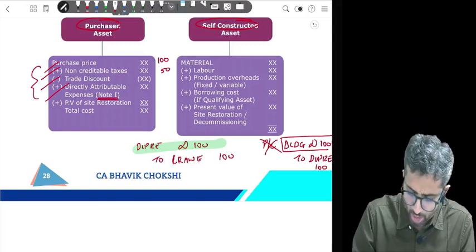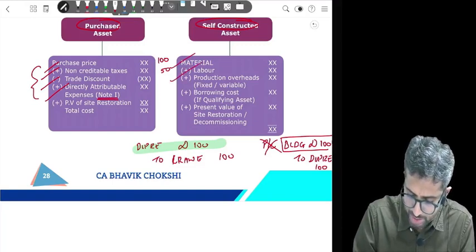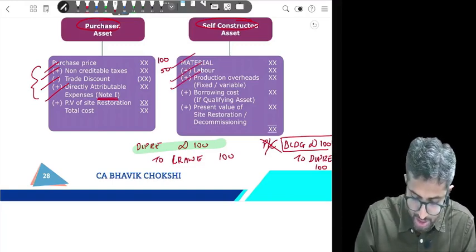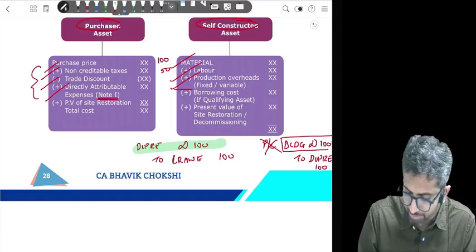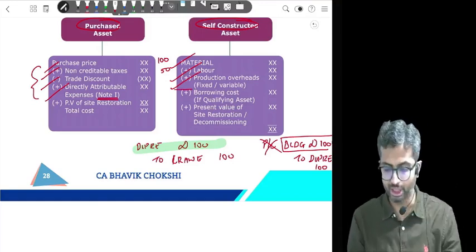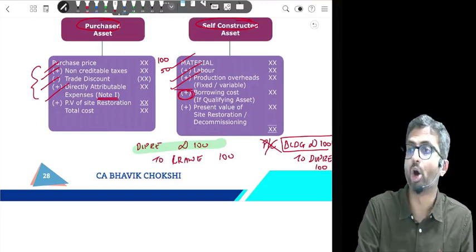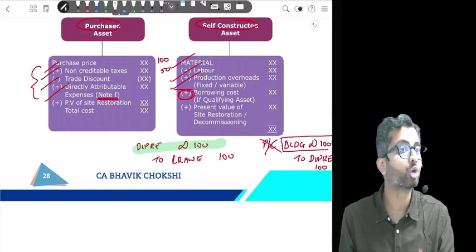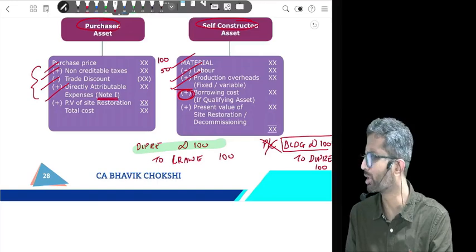Yes, okay. So, material cost, labor cost, production overheads. There are two things. One we will do on the other side of the break, but before that, borrowing cost. What do you guys think? Usually is borrowing cost capitalized?